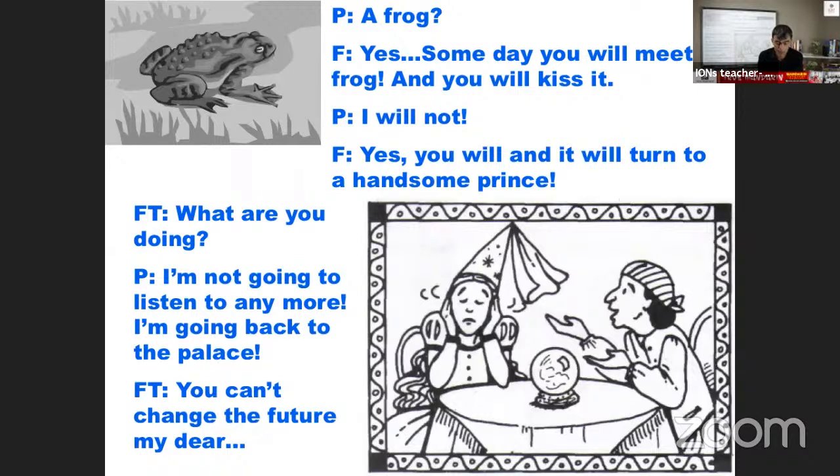No, I will not. Yes, you will, and it will turn into a handsome prince. She's talking about the frog. You remember the frog? Basically, if you kiss a frog, apparently it turns into a prince. This is what I heard, and you can tell me if there's any truth to that.